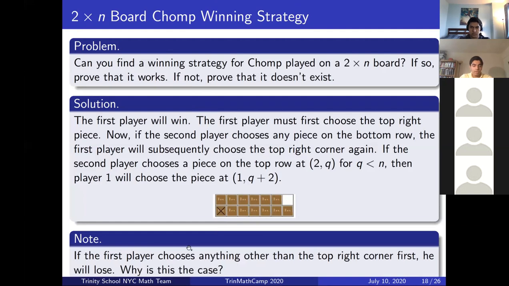So note that if the first player chooses anything other than the top right corner first, the first player will lose. Why is this the case? The idea is we show that this is a winning move, correct? Suppose the first player chooses this piece. Then the second player can put the first player in this similar L-shaped position, which we show is part of the winning strategy, and so the advantage now goes to the second player. That's exactly why we don't want to choose any other piece than the top right corner, because the second player will be able to essentially steal the first player's winning strategy.